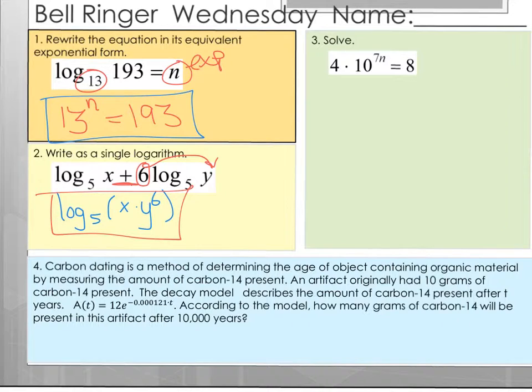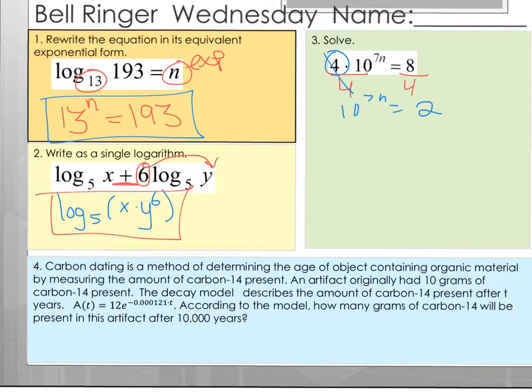On number 3, they want me to solve this exponential equation. I notice that we have a 4 that's multiplying that base 10. So first thing we want to do before we take the log of both sides in order to get the exponent down is to isolate the base. So right now it's being multiplied by 4, so I want to divide by 4. So that cancels, and rewriting it we get 10 to the 7n equals 2.